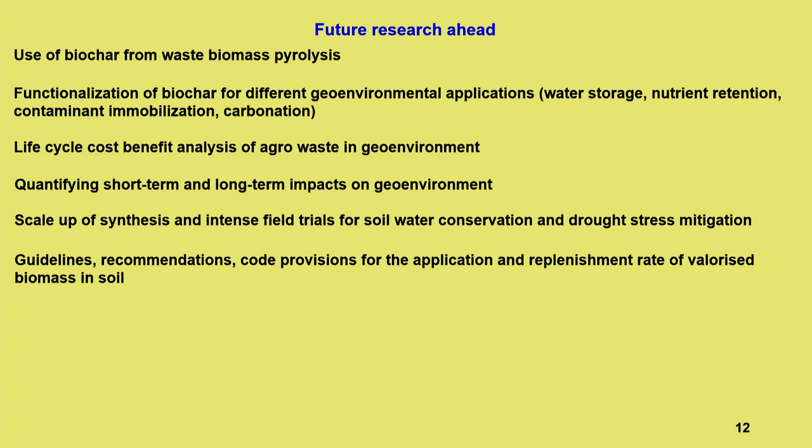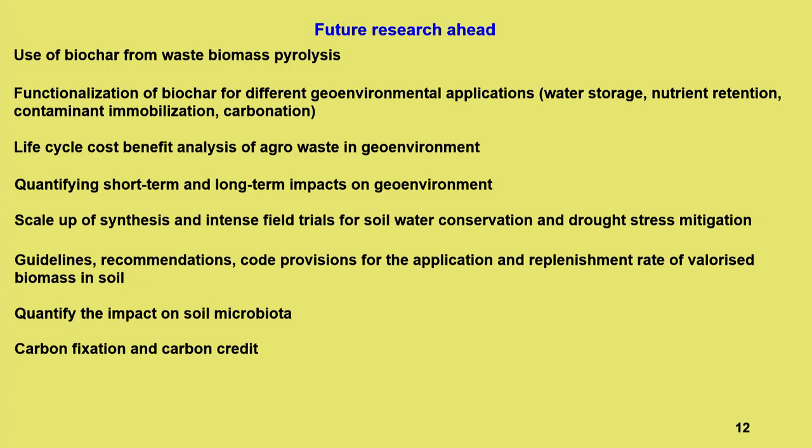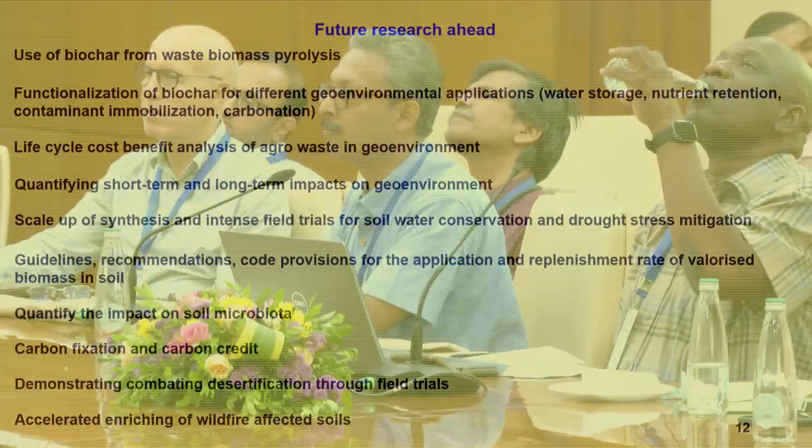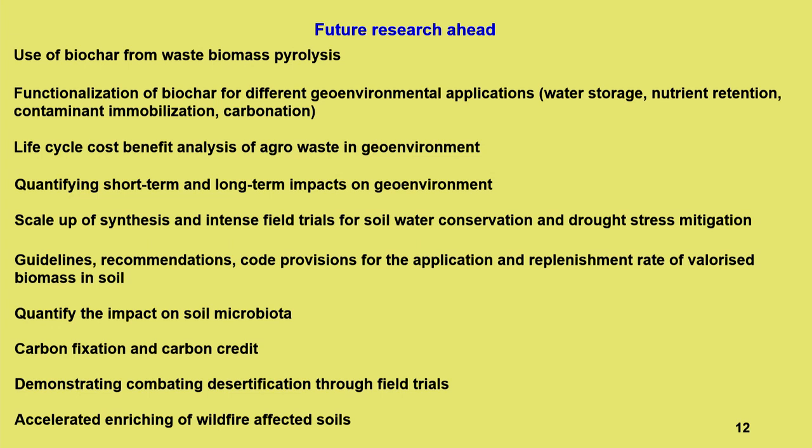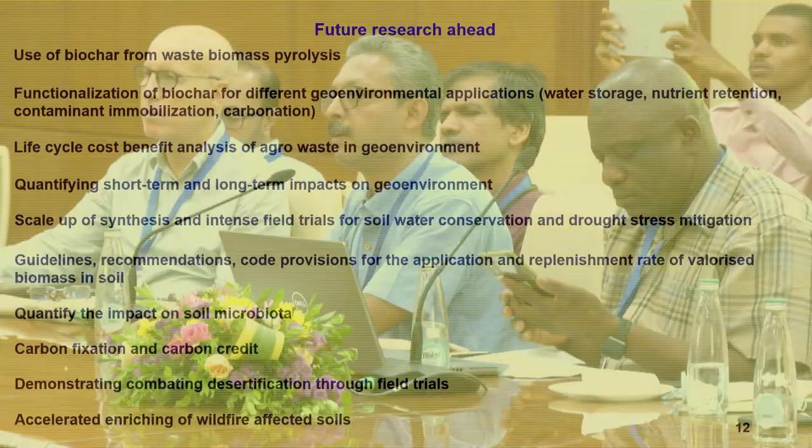That's what I meant. When it is subjected to degradation, we obviously need to know what the replenishment rate of this valorized biomass should be, which is as such missing in the literature. We also need to quantify the impact on soil microbiota, carbon fixation and carbon credit, and demonstrate combating desertification through field trials. Accelerated enriching of wildfire-affected soils: as already discussed, the soil is worst affected during wildfire, subjected to very high temperature. Can we think of a means by which this particular technology, enriched with enzymes, could accelerate bringing back the wildfire-affected soils?